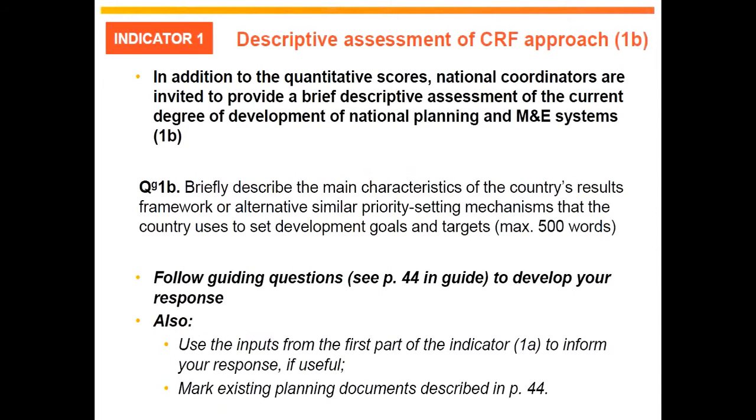The second part of the indicator, as I mentioned, is described in detail on page 44 of the guide. It is asking national coordinators to describe briefly the characteristics of the country results framework or any alternative priority-setting mechanism that exists in the country, and what is the level of development of these tools in the country so far. This will be the main points to discuss about indicator 1.